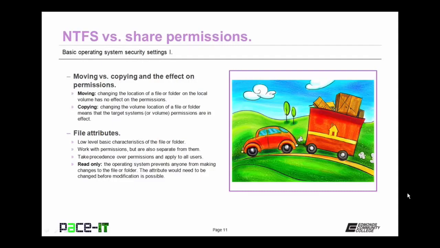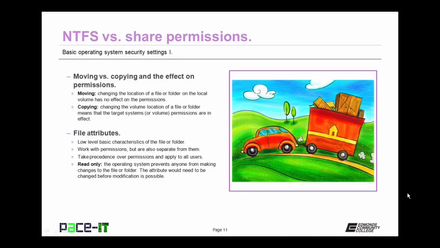Now let's talk about what happens to permissions when you move a file or when you copy it. Now, when you move a file, you're just changing the location of a file or folder on the local volume, and that has no effect on the permissions associated with that file. When you copy a file or folder, you're actually changing its location to a new volume. Now, when that happens, the permissions are now tied to the target system, the new volume. So whatever permissions are in effect on that volume get applied to the files and folders.